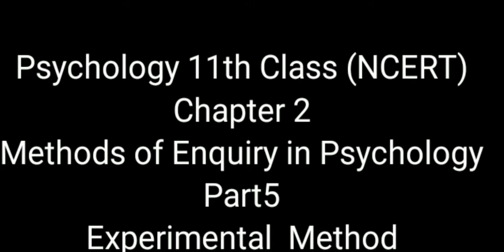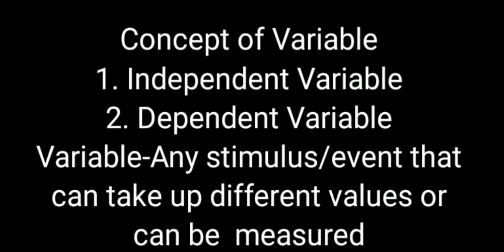Experiment is a carefully regulated procedure in which changes are made in one factor and its effect is studied on another factor while keeping the rest of the factors constant. Now let's discuss some important terms that you must know, and let's start with the concept of variable. Variable, as the name suggests, varies. It means that any stimulus or event that can take up different values or that can be measured is a variable. Variables are mainly of two types: independent variable and dependent variable.